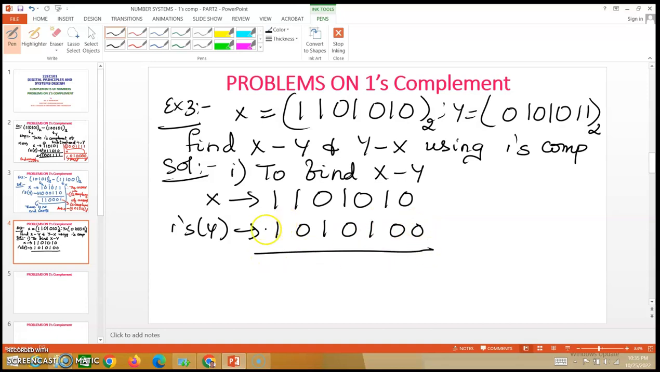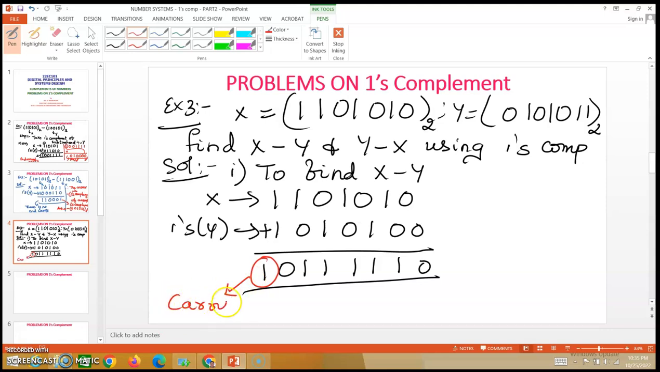Now what we need to do? Just add it. So 0, 1, 1, 1, 1, 1, 10. That means here you will be having the end carry. So here you have carry end. What we need to do? Again I am writing the answer here.